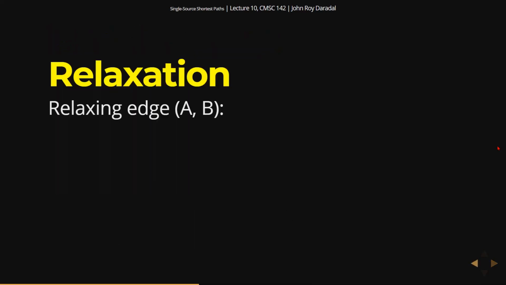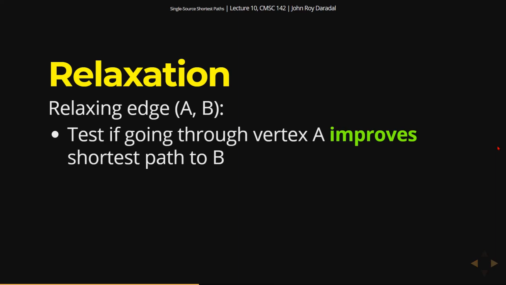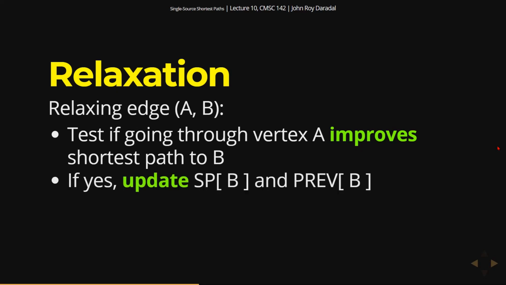Now, next is something called the relax function. So what does relaxation mean? If you relax an edge AB, you are actually testing if going through vertex A will improve the shortest path going to B. Okay, so if going through A will improve the shortest path to B, then we will update the shortest path of B, and also the previous of B. So how does that look like?